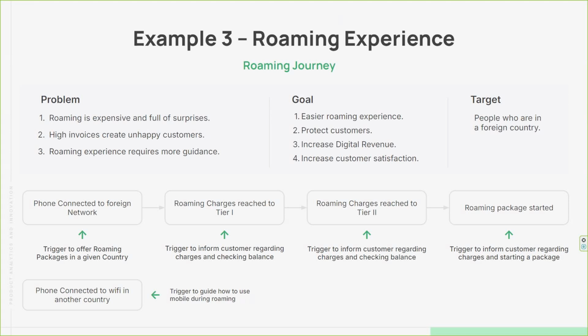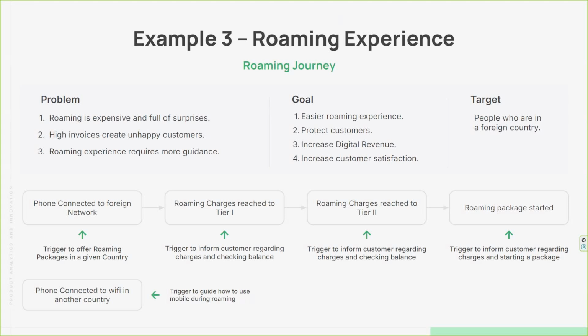So where does the journey start? When a phone is connected to a foreign network, first of all, then the journey starts. Then you should monitor the price tiers of their invoice tiers that they're reaching. For example, you have a tier 1, they've reached a certain limit, they don't have a roaming package, they're using the standard tariff, and they're acquiring a lot of charges. I should trigger them and tell them, hey, you know what, you are using this, standard fees are high, click here and purchase online your roaming package so you are not affected too much with the high roaming charges.